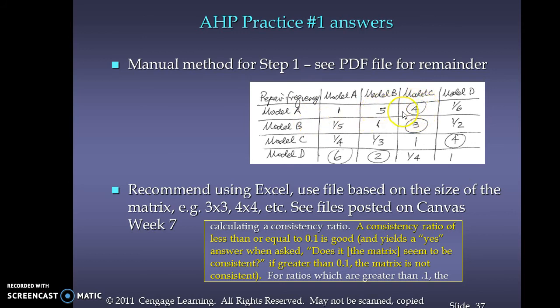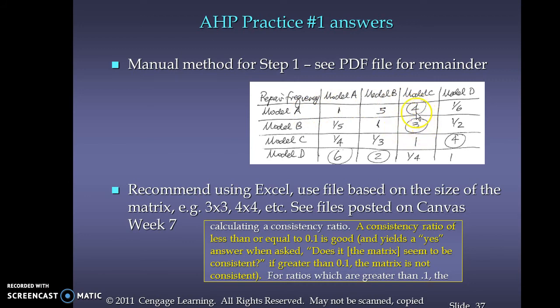We had a blank cell here, right? Notice we had the blank cell here in this upper right area. So model A, how much is model A preferred compared to model C? Well, when this was blank, the way to figure out what this should be is to look at how model C compares to model A. Model C compared to model A is 1/4, or it's less preferred, if you will. Therefore, model A compared to model C, which is the inverse of that, would be a 4.